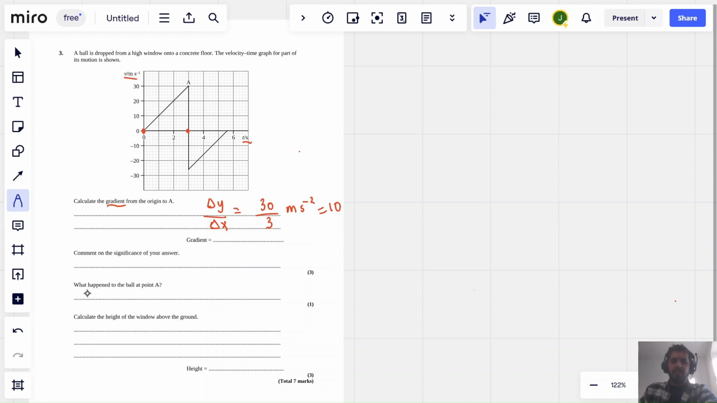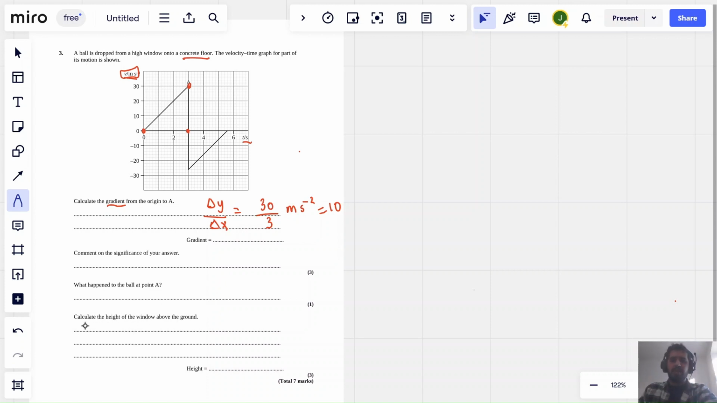The next question is, what happened to the ball at point A? So at point A, like I said, the vertical lines in this graph do not mean anything. It does not mean that the ball is going down or something. It just represents a sudden change in the velocity. So you can say that the velocity changed at point A, or the ball bounced back from the concrete floor, right? Because that's the point when the ball will change its velocity.